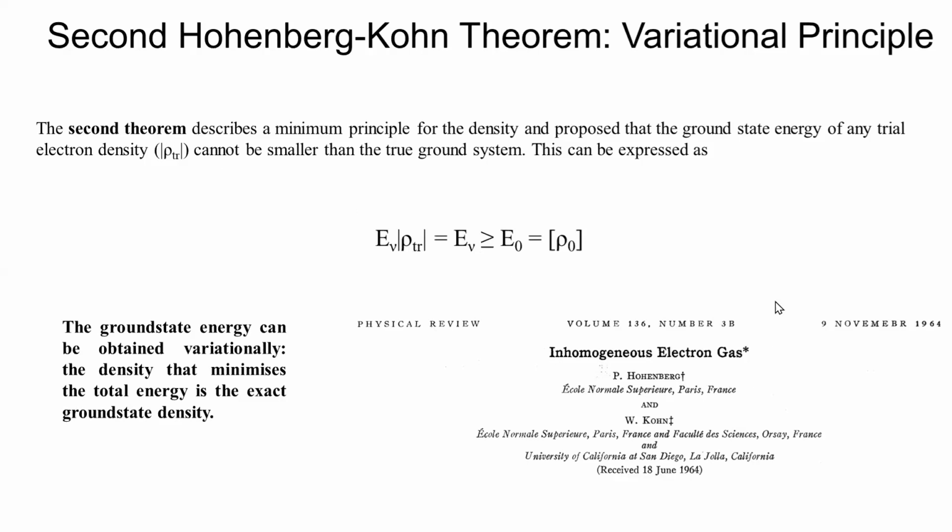So this is the famous 1964 paper, the first paper which describes the fundamentals of density functional theory. This paper was published in Physical Review, and the title is Inhomogeneous Electron Gas. It is the first paper of P. Hohenberg and Walter Kohn. Walter Kohn received the Nobel Prize in Chemistry in 1998 for the development of density functional theory.